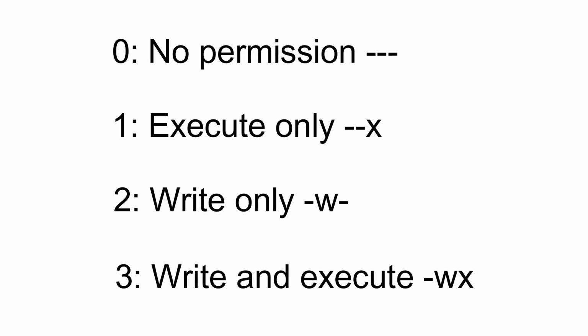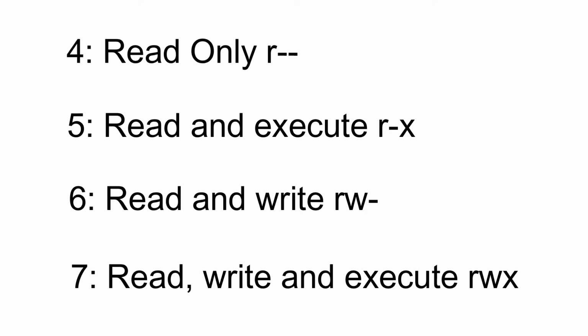0 means no permission at all, 1 means execute only, 2 write only, 3 write and execute, which also represents the 1 plus the 2, which equals 3, write and execute. 4 is read only, 5 is read and execute, which is 4 plus the 1, which means execute, which is 5. 6 is read and write, because 4 plus 2, which represents the write, is 6. And number 7 is read, write, and execute, which equals 4 plus 2 plus 1, which equals 7.